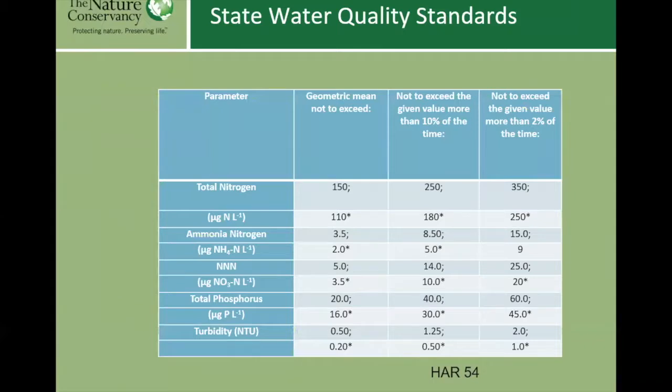So here's just an example from state water quality standards for coastal water quality. I don't expect you to really be interested in this. It's just that HAR 54 is where this is derived from. If you want to see what those standards are, HAR 54, I think it's 11-54, is where to go. You can look it up, and the real standards are there. You have to put them into tables like this to try to understand them.